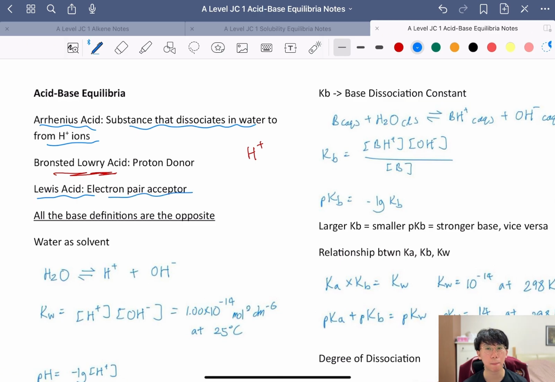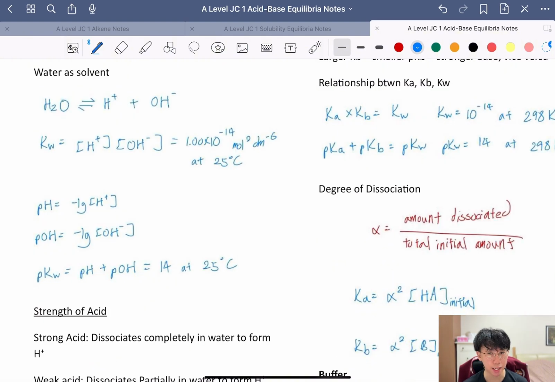Do take note that your bases also have the same definitions, but just the opposite. So for Arrhenius bases, they just produce OH- ions, and then for Bronsted-Lowry bases, they are proton acceptors, and Lewis bases, they are electron pair donors.